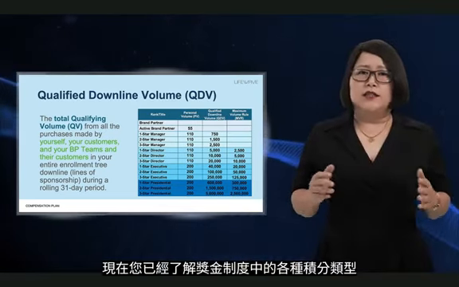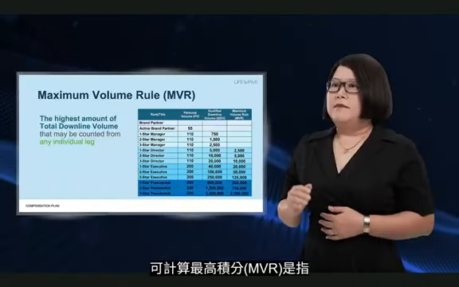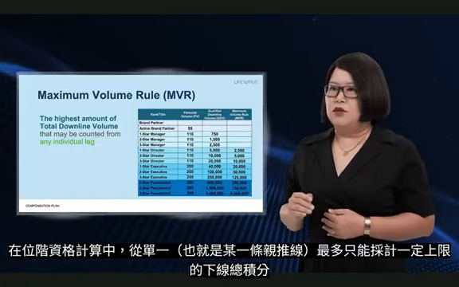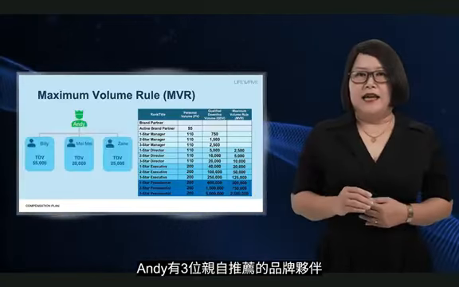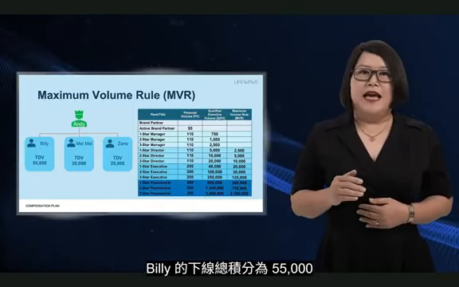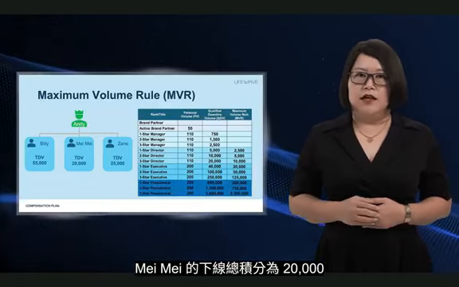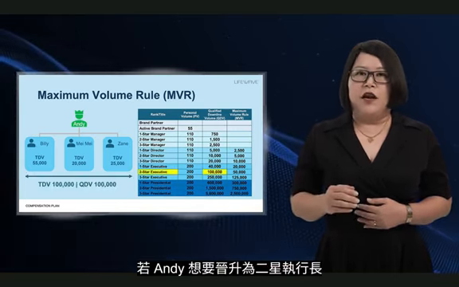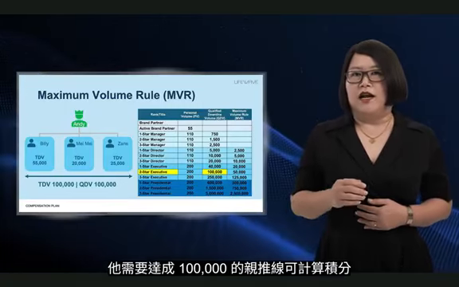Now that you understand all the different volumes in the compensation plan, let's talk about the MVR, maximum volume rule. The maximum volume rule is the highest amount of total downline volume that may be counted from any individual leg. For easy explanation, let's look at an example. Andy has 3 personally enrolled brand partners, Billy, Mei Mei, and Zane. Billy has a total downline volume of 55,000, Mei Mei has 20,000 total downline volume, and Zane has 25,000 total downline volume. For Andy to qualify as a 2-star executive, he will require 100,000 qualifying downline volume.